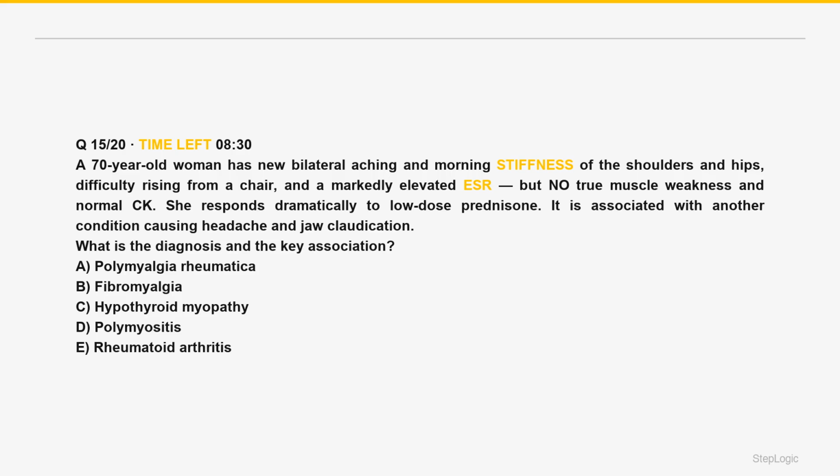Read the command, diagnosis, and association. Older woman, proximal stiffness, high ESR, no weakness, normal CK, steroid responsive: polymyalgia rheumatica, giant cell arteritis.